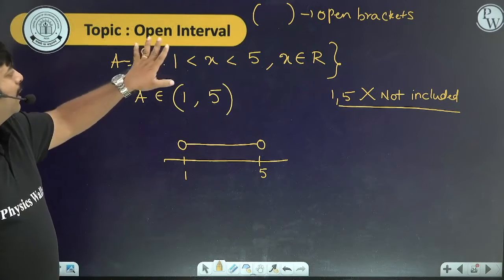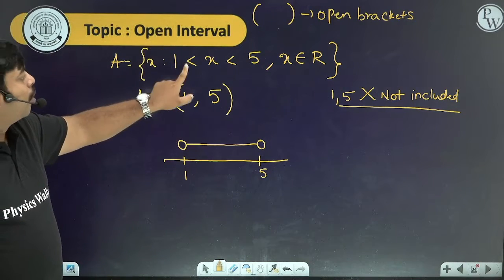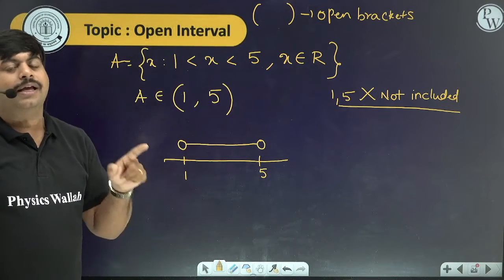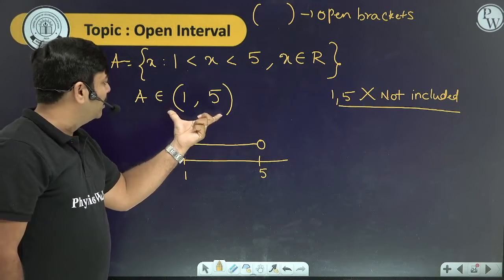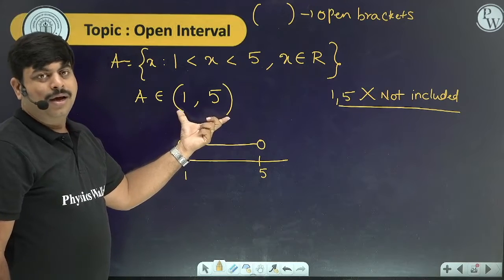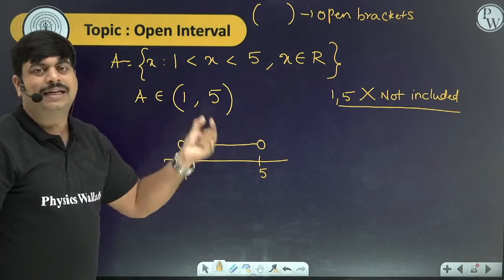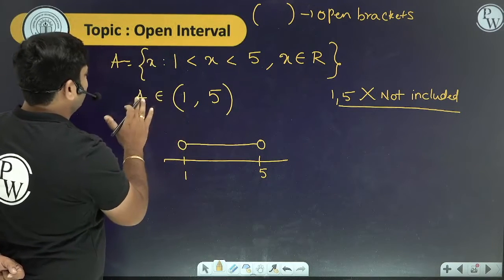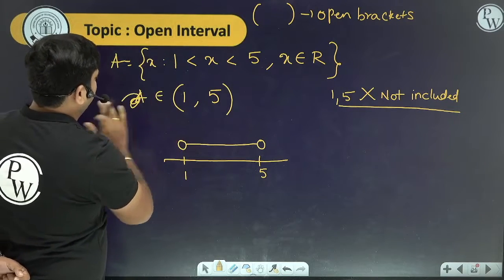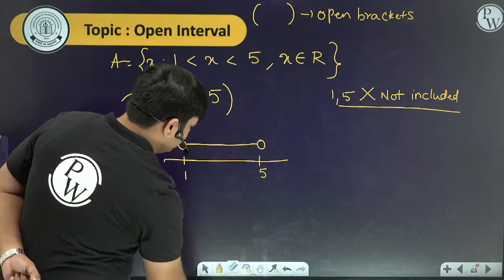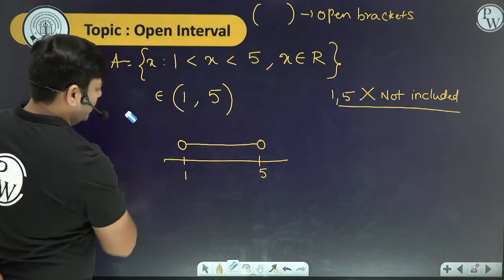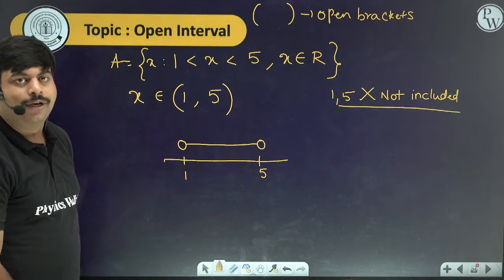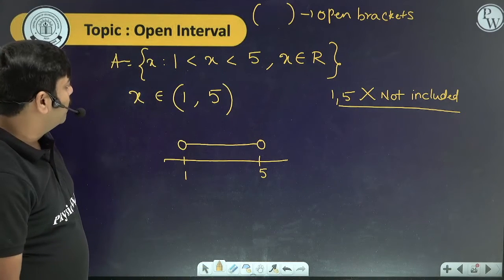Clear? It's very simple. When we are not having equalities, that comes under open interval. In open intervals, we should not include the ending numbers. All the numbers inside can be included. So we can write a belongs to (1, 5), or here it is x. One second, let me erase that. Right. Okay, so you can write x belongs to (1, 5), right?